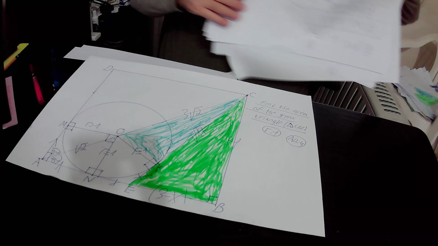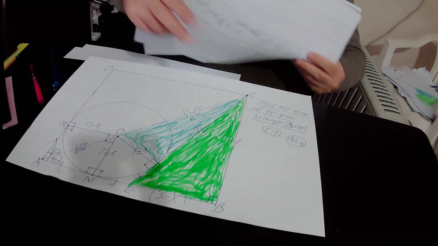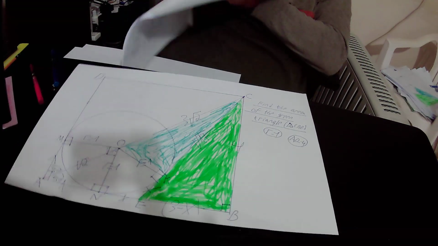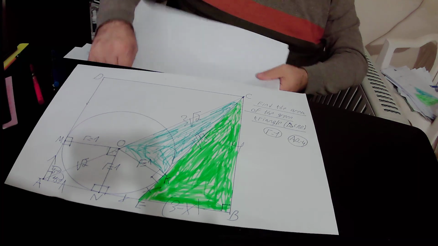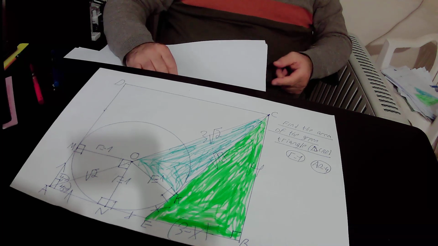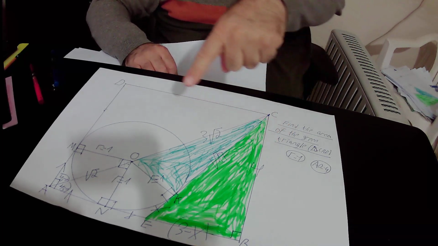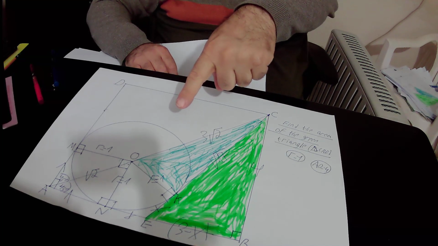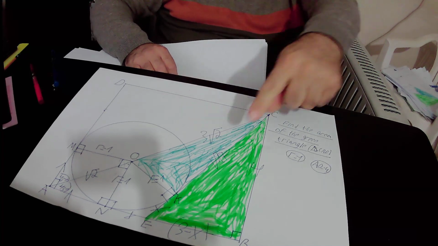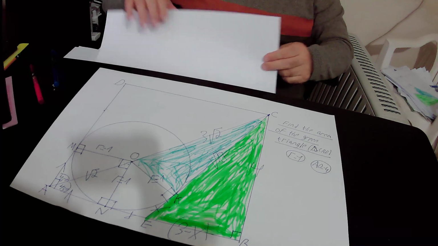Actually, we wanted to find the area of this green right triangle EBC, and we have here square ABCD. We know that the length of one side of square ABCD equals 4 units. The radius of the circle inside the square is equal to 1 unit, and we want to find the area of the green right triangle EBC.